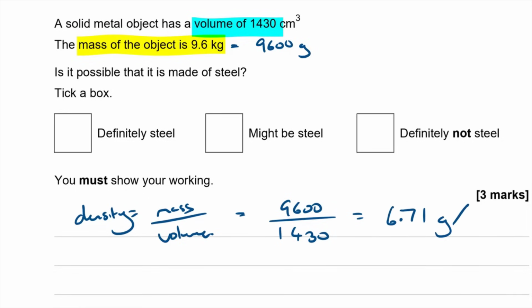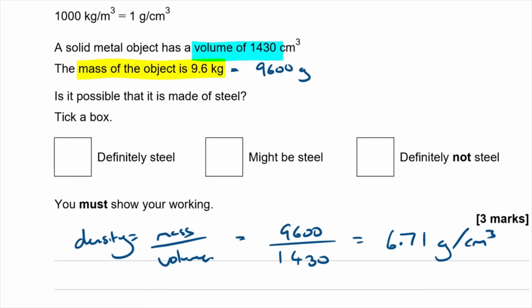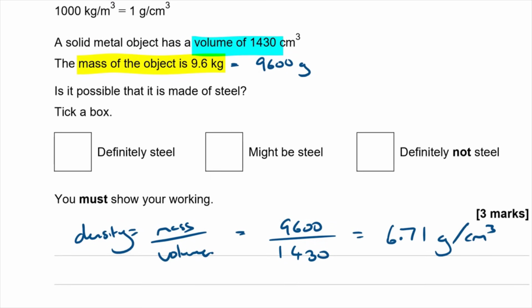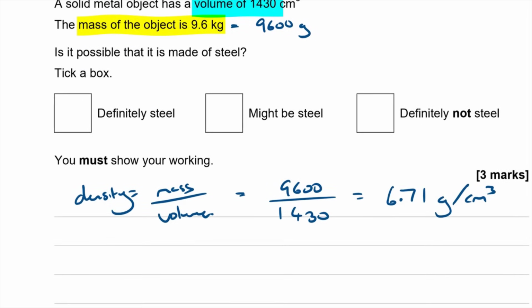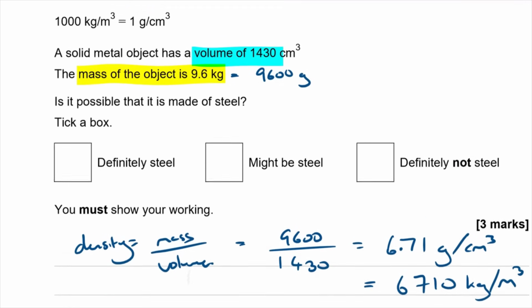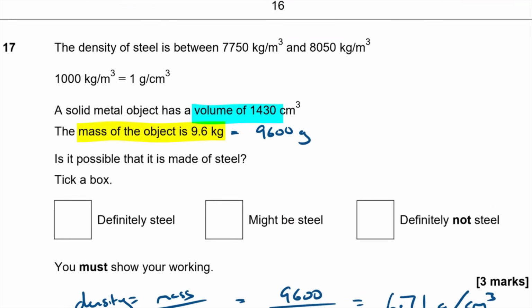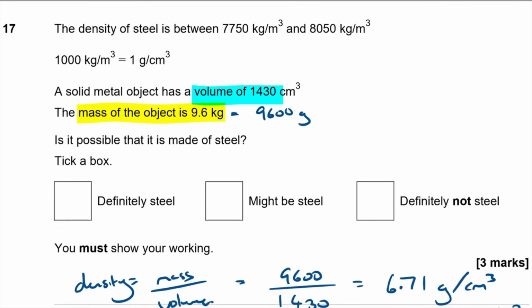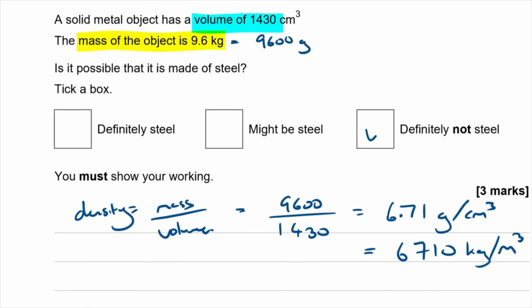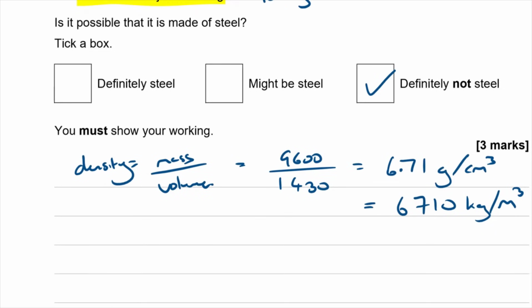6.71. That's going to be in grams per centimeter cubed. So then we can convert that into kilograms per cubic meter by timesing through by 1,000. So that is going to be 6,710 kilograms per cubic meter. Now, does that lie in our range? No, it's too low, isn't it? So it's too low to be steel. So it is definitely not steel. Too low to be steel.